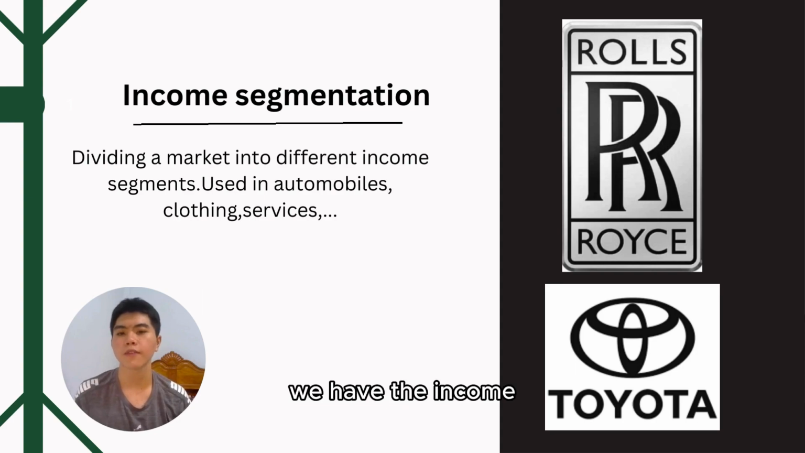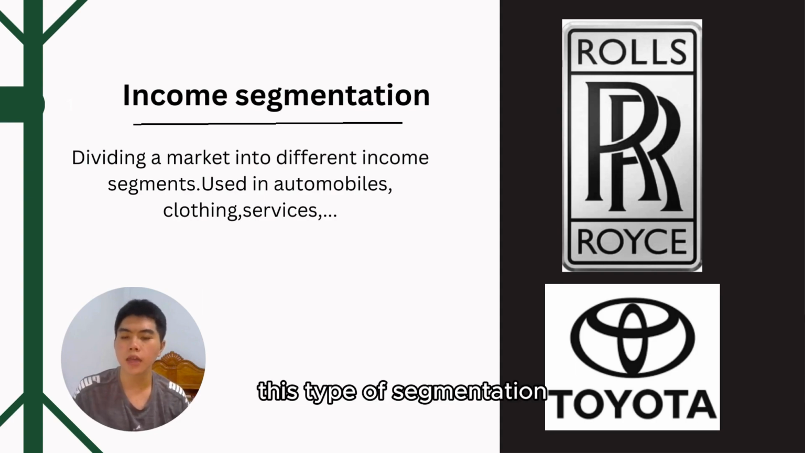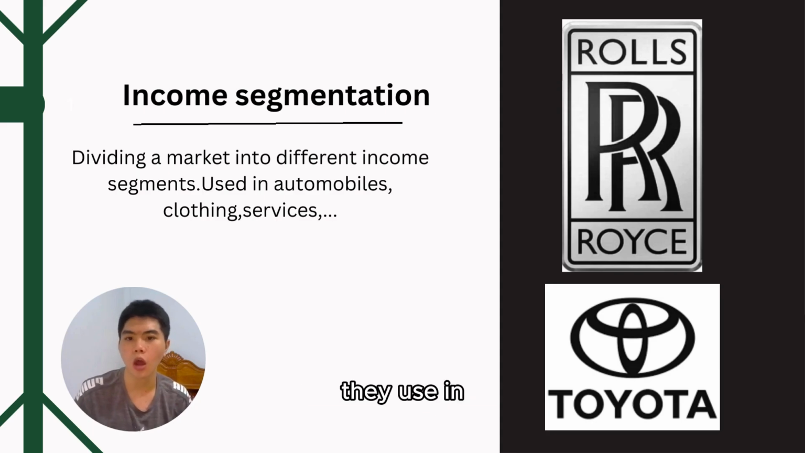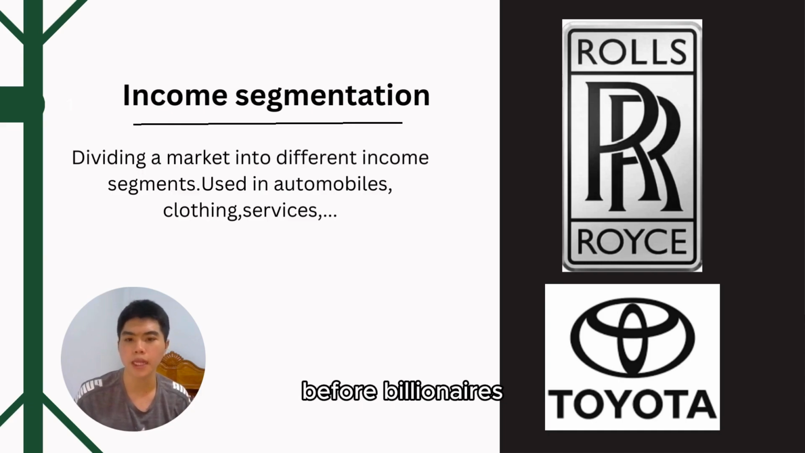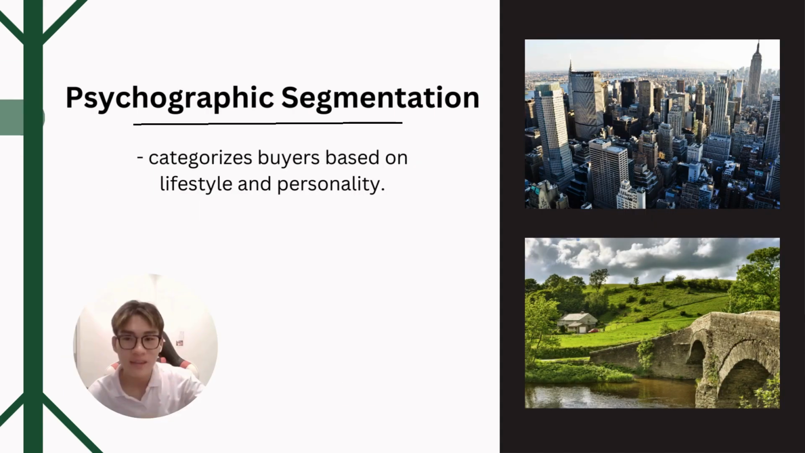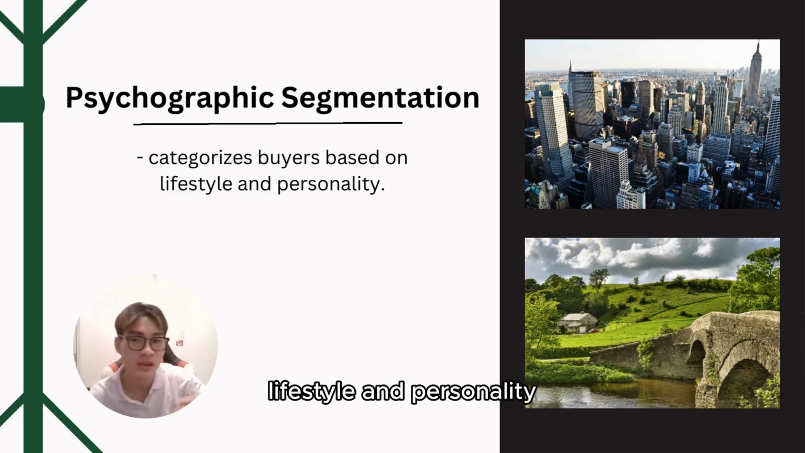Moving forward, we have the income segmentation. This type of segmentation divides the market into different income segments. It is used in automobiles, clothing, and services. We take an example of two famous car brands: Rolls-Royce is for billionaires and Toyota is mainly for the average worker. Next is psychographic segmentation, which categorizes buyers based on lifestyle and personality.